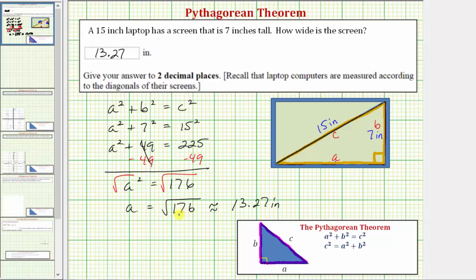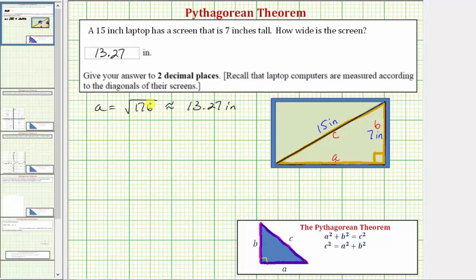Let's also show how to simplify the square root of 176 to give the exact value of a. The square root of 176 will simplify if 176 has any perfect square factors. To help simplify this, let's look at the prime factorization of 176. 176 is equal to 2 times 88. 2 is prime. 88 is equal to 8 times 11. 11 is prime. 8 is equal to 4 times 2. 2 is prime. And 4 is equal to 2 times 2.